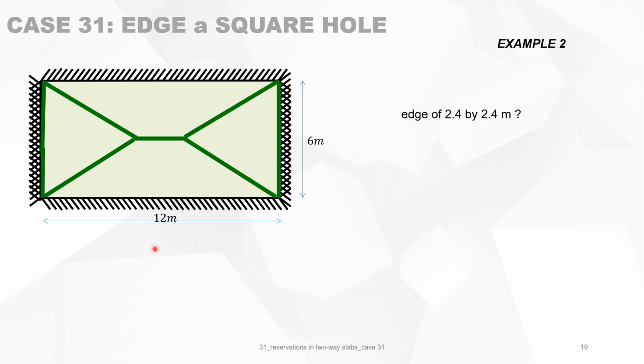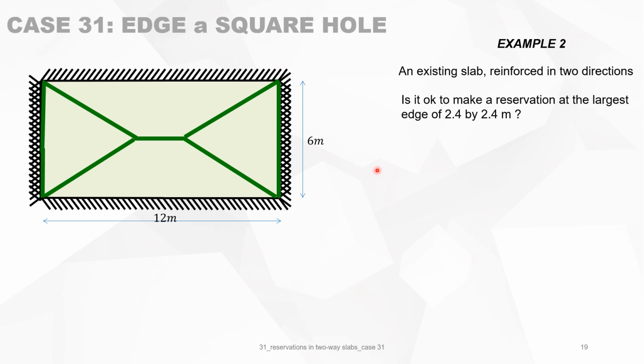Second example: you have an existing slab reinforced in 2 directions, and we want to make a reservation into the slab, a reservation with size of 2.4 by 2.4. And the question is, can we do that, making a reservation like that?